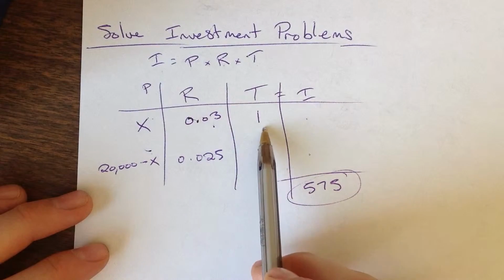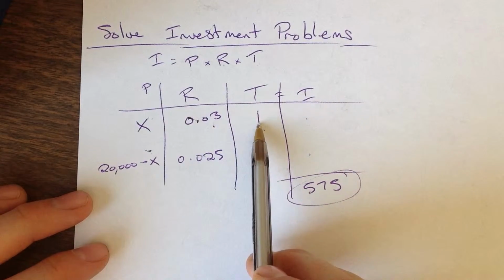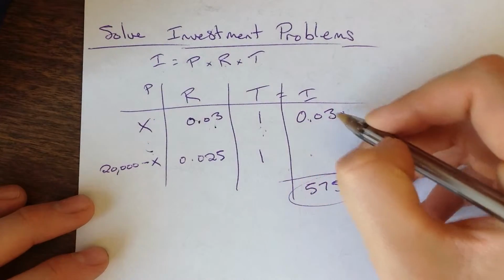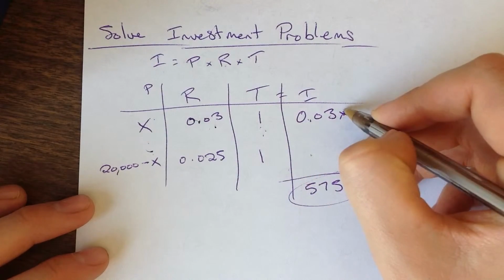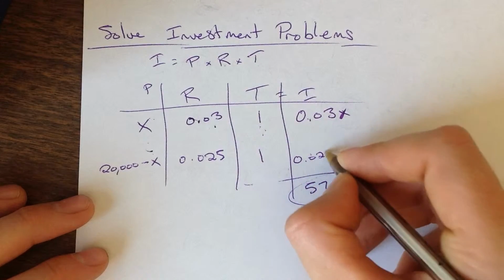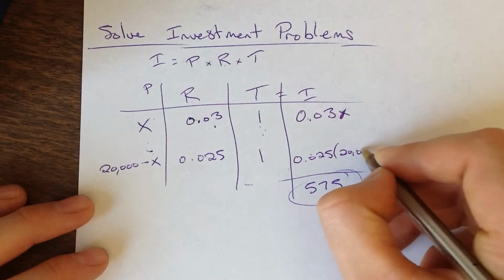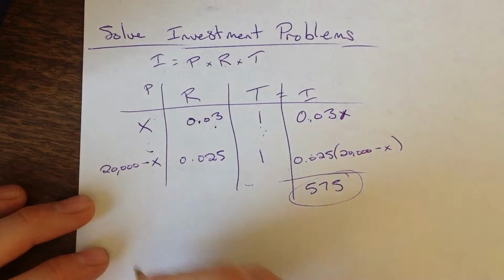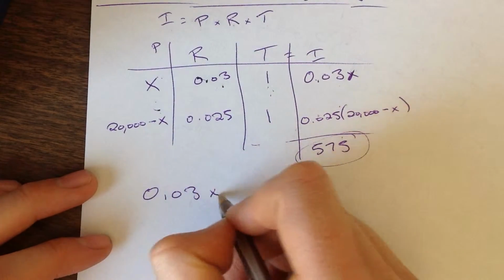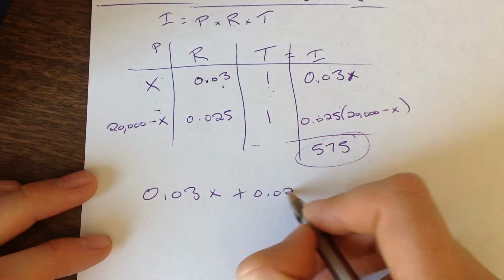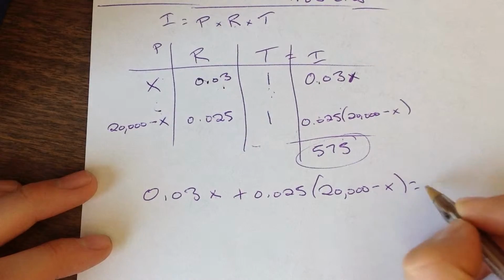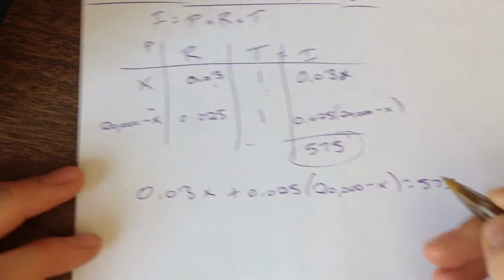So the same thing happens in our table. 0.03 times 1 is 0.03X. Excuse me, I keep saying 0.3. Same thing down here: 0.025 times 20,000 minus X. So these two things add to equal the interest. So 0.03X plus 0.025 times 20,000 minus X equals 575.